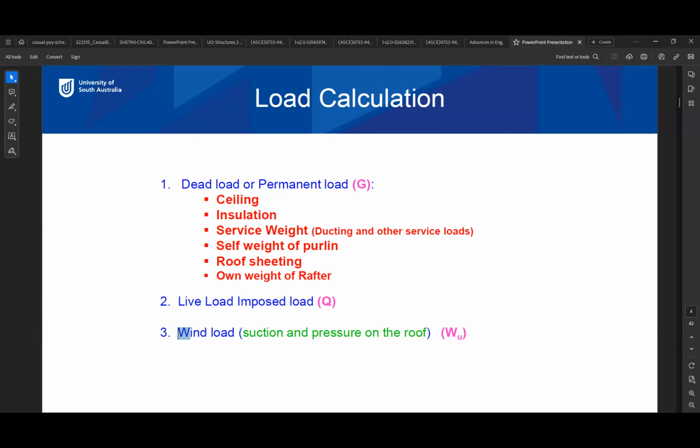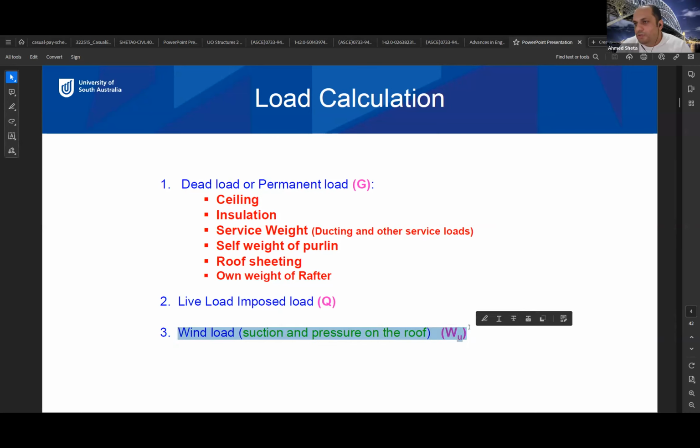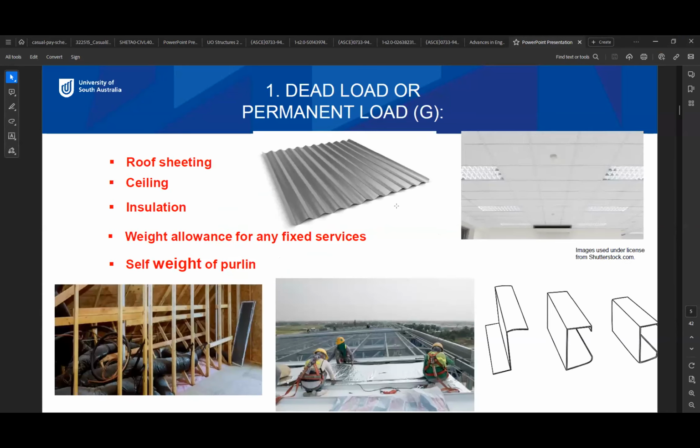The third step in loading is the wind load, suction and pressure on the roof and also on the walls if you are calculating for a column, because in your assessment you have to calculate the wind load on the column as well. This example focuses only on the beam, but in your assessment you need to calculate for the column also. That's why I'm referring to the column now.